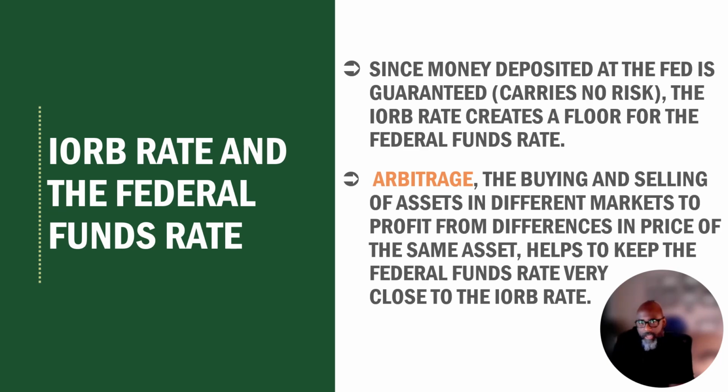At the same time, the Fed uses the discount rate as a ceiling. The discount rate is what banks pay to borrow reserves directly from the Fed, so no bank would pay more than that in the federal funds market. Together, the IORB rate and the discount rate create a corridor that keeps the federal funds rate stable.